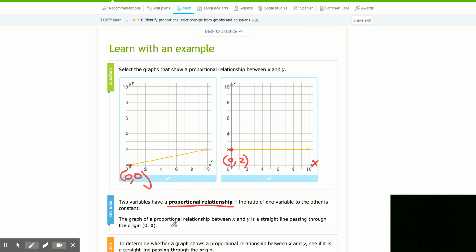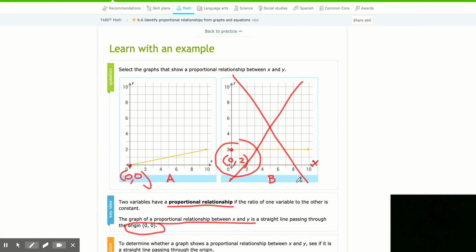It says right here that the graph of a proportional relationship between x and y is a straight line passing through the origin of 0, 0. So with that right away, we can tell, oh, this first one starts at 0, 0. I'm going to call this A. The second one, B, does not start at 0, 0. It starts at 0, 2. If a proportional relationship between x and y must start at the origin 0, 0, then that means B here cannot be a graph with a proportional relationship between x and y.